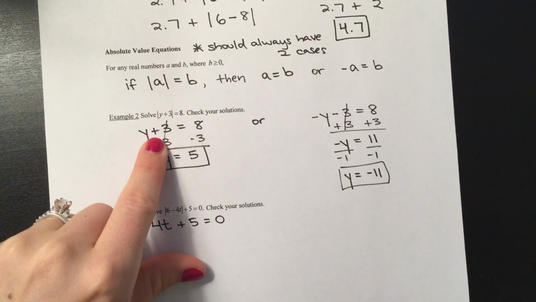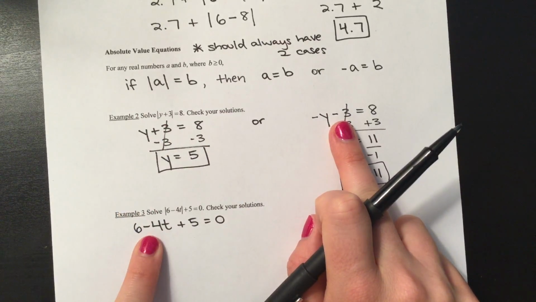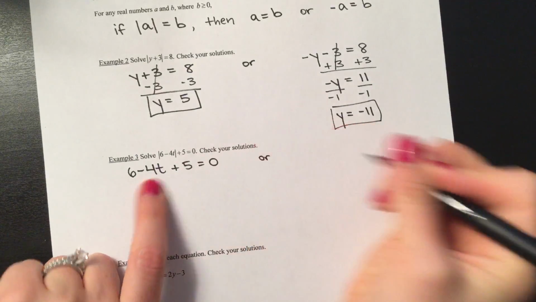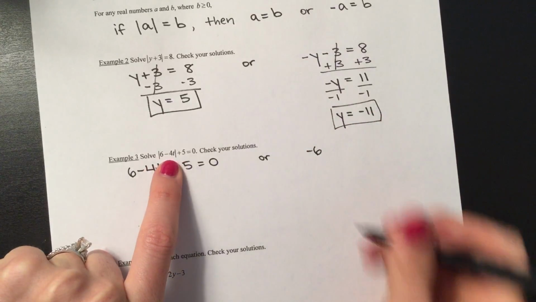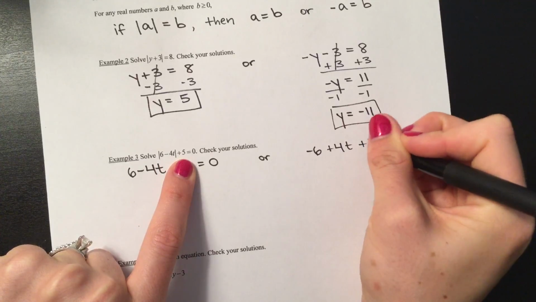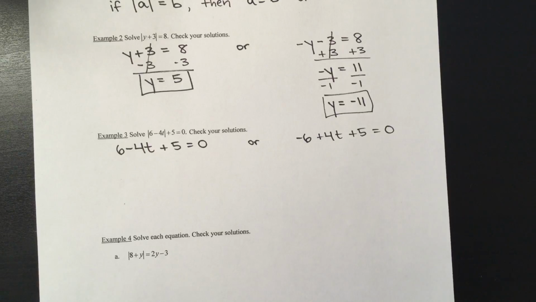So here, case 1 was the same. Here, case 2 was the opposite. So case 1, same expression that I had in the absolute value. And then case 2 will be the opposite. So opposite of 6 is negative 6. And then opposite of minus 4t is plus 4t. And then continue on: plus 5 equals 0. So for both of these, I'm going to solve all the way through. I'm going to get t by itself, and that'll be my answer.